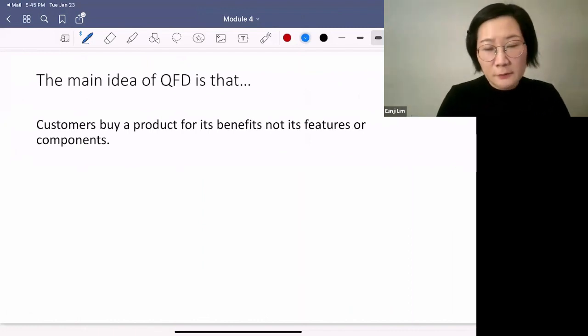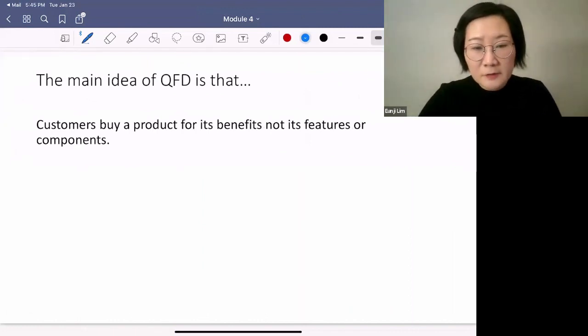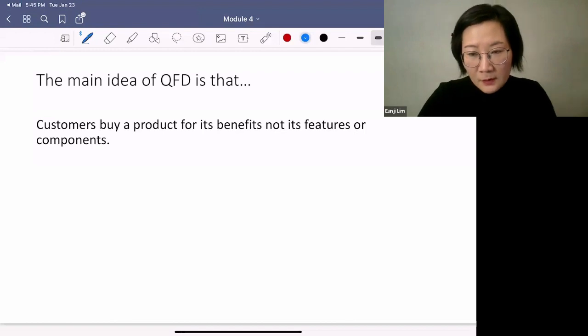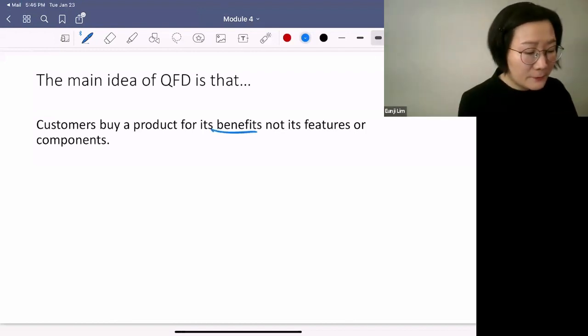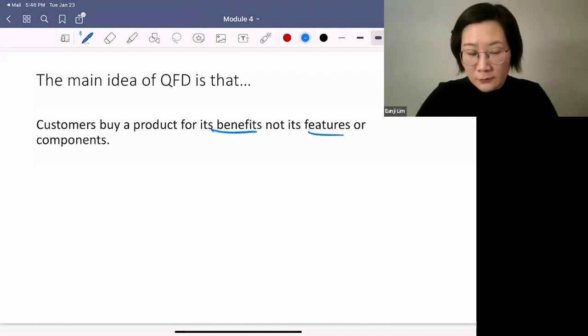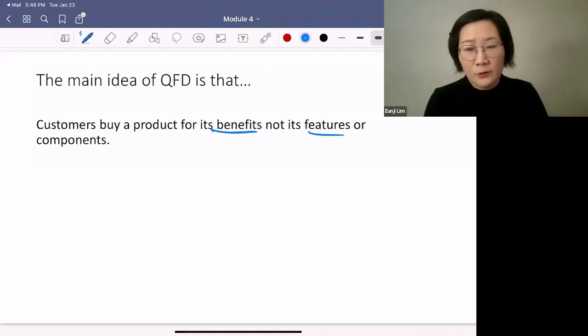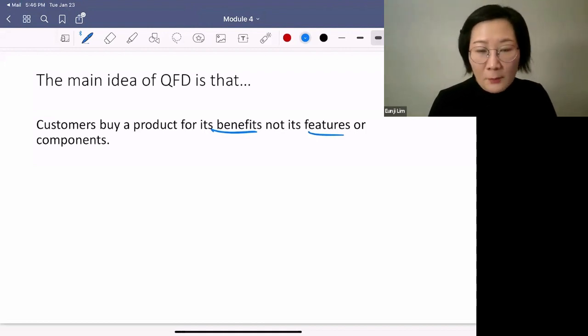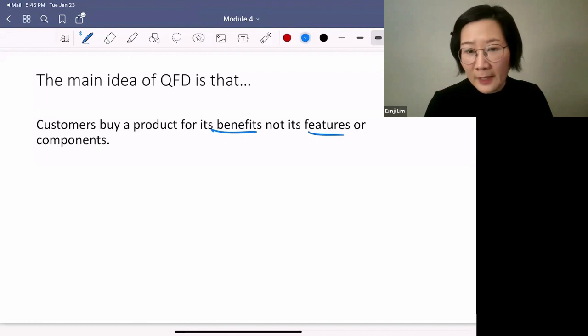So the main idea of QFD is that customers buy a product for its benefits, not for its features or components. So what's the difference between benefits and features? Let's say I want a bike that's comfortable to ride. Am I describing a benefit or a feature? A benefit. I don't know what components should be used in a bike to make it comfortable, but I just want a comfortable bike. And that's a benefit.